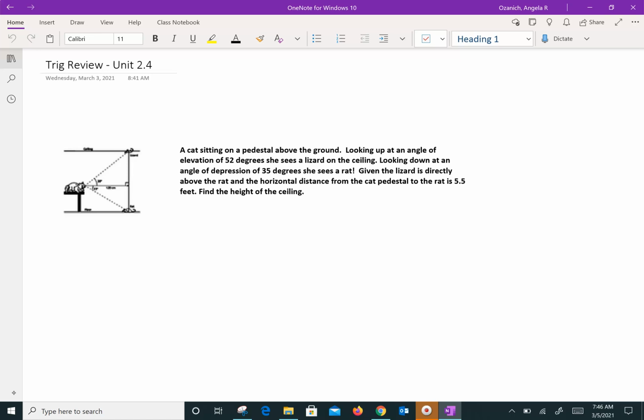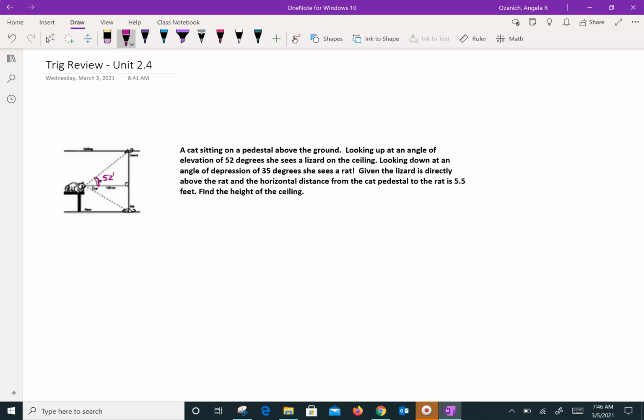Okay. So here's the first little scenario, and I apologize, the numbers on the diagram are not super visible, but we can kind of draw a secondary diagram of the situation. A cat sitting on a pedestal above the ground, looking up at an angle of elevation of 52 degrees. She sees a lizard on the ceiling. So I guess this is supposed to be a little lizard on the ceiling up here. And this little angle is going to be 52 degrees.